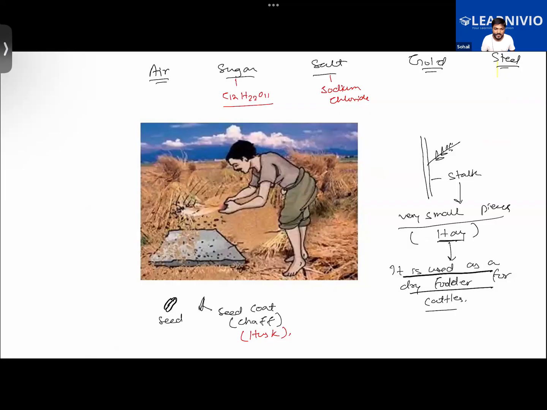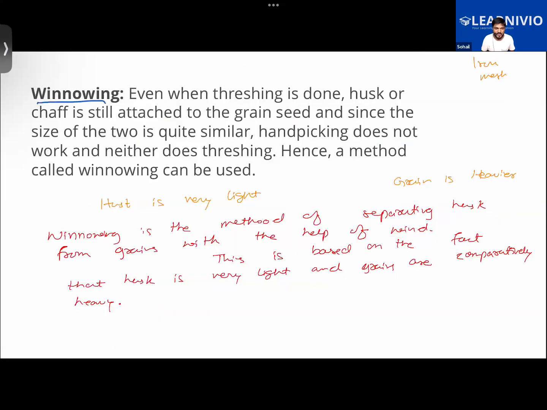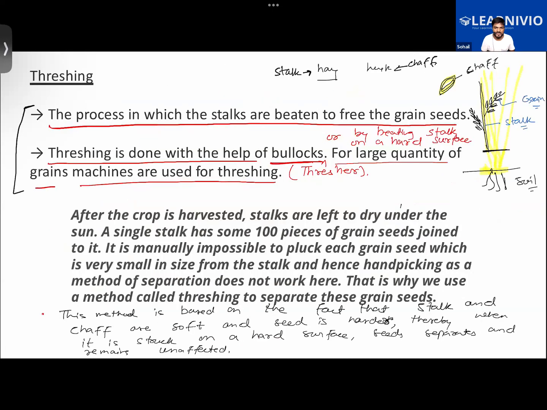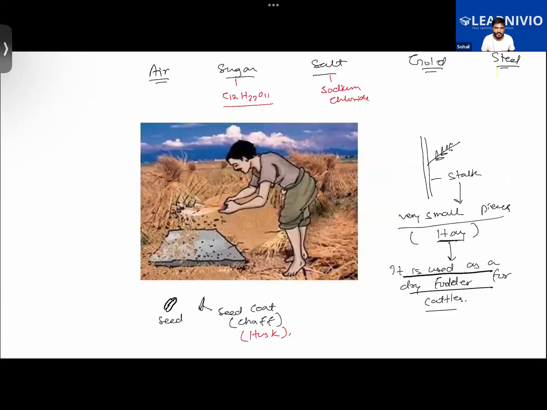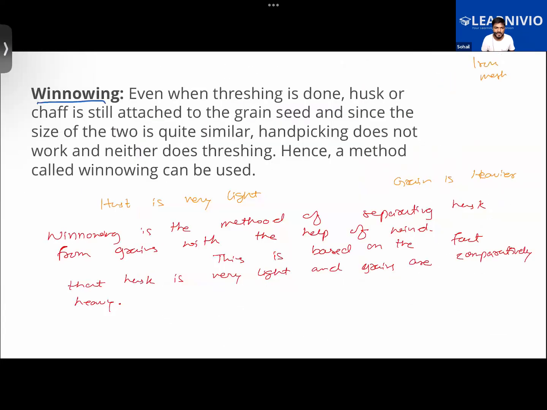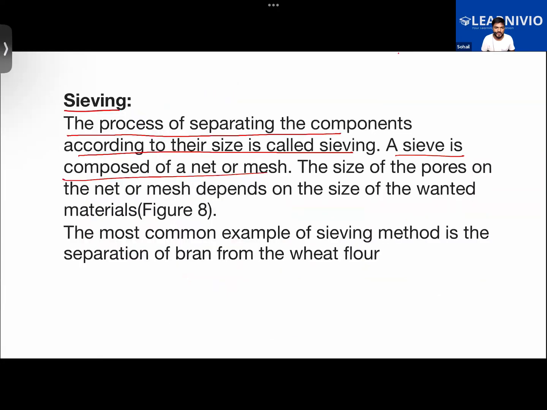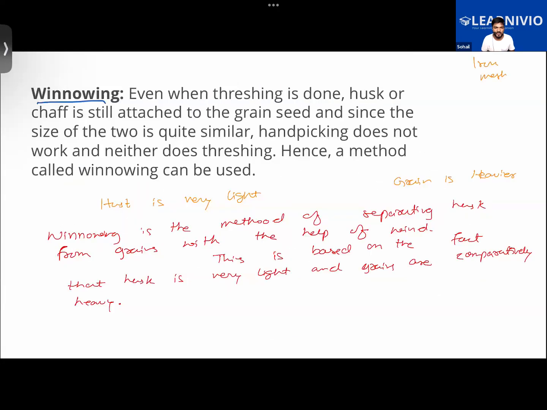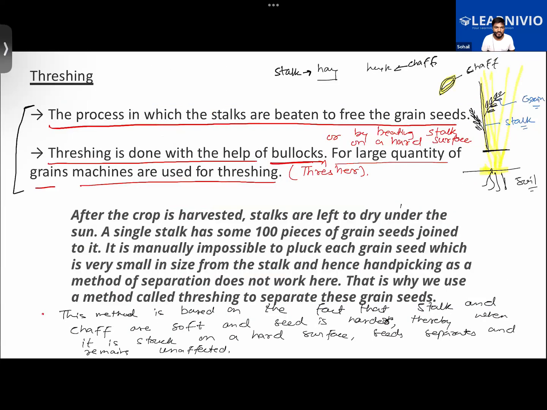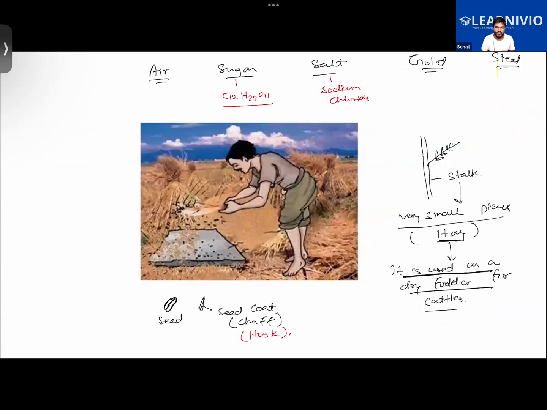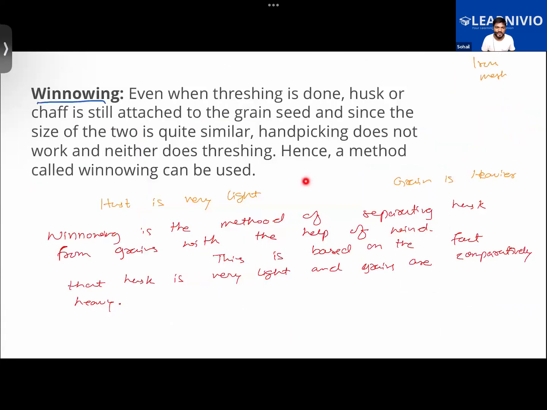As you can see here, this farmer is doing threshing. But we know that in the case of threshing, the seed coat is not separated. The seed coat is still there. Further, what will happen here? If the seed coats are still mixed in the grain, then via the method of winnowing, it will be separated.